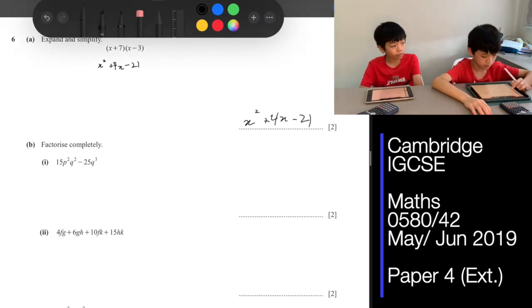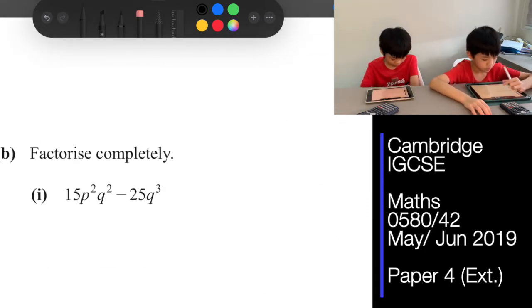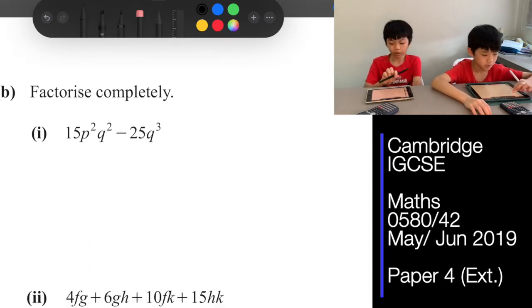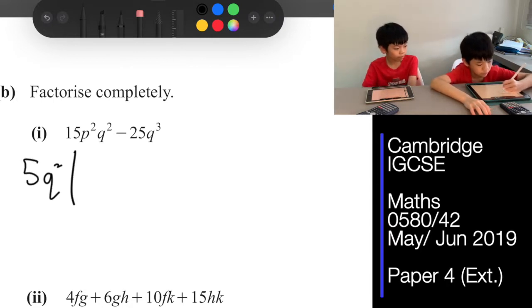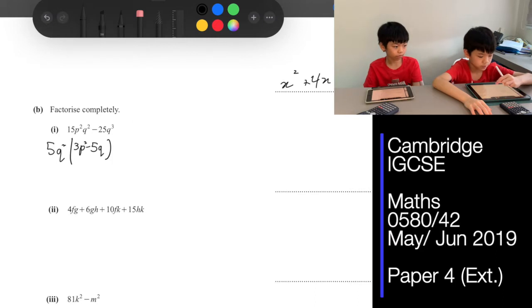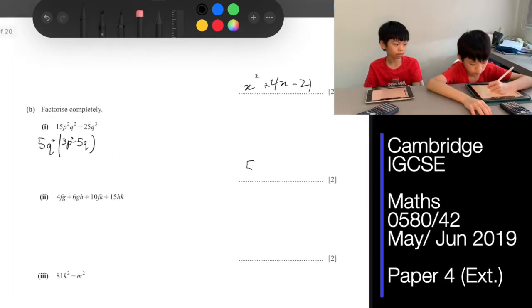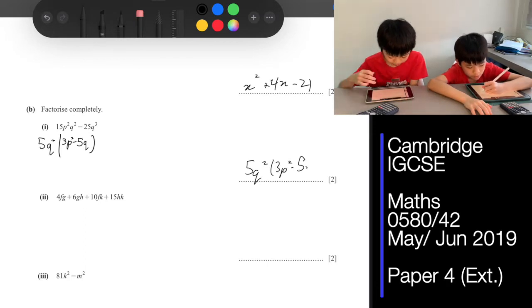So for question 6b, we need to factorize completely 15p squared q squared minus 25q. We can clearly see that we can factorize out q and also 5. So 15 divided by 5 is 3p squared, and then q stays, minus 25q divided by 5q is 5. So it's 5q times (3p squared q minus 5).